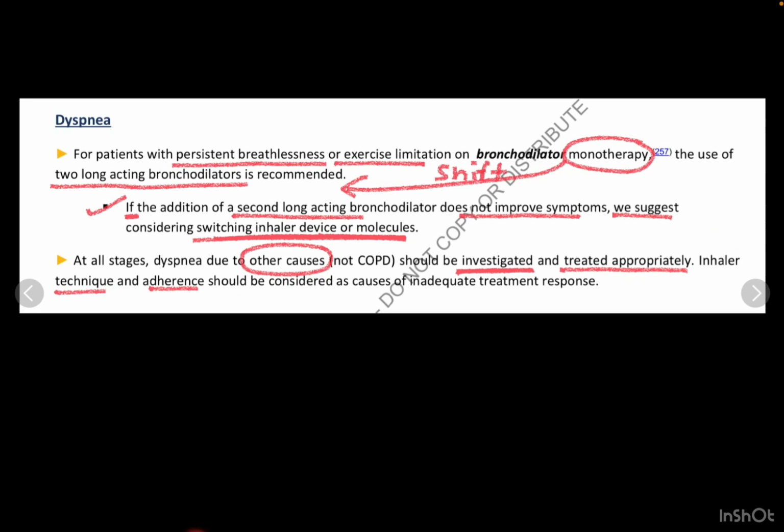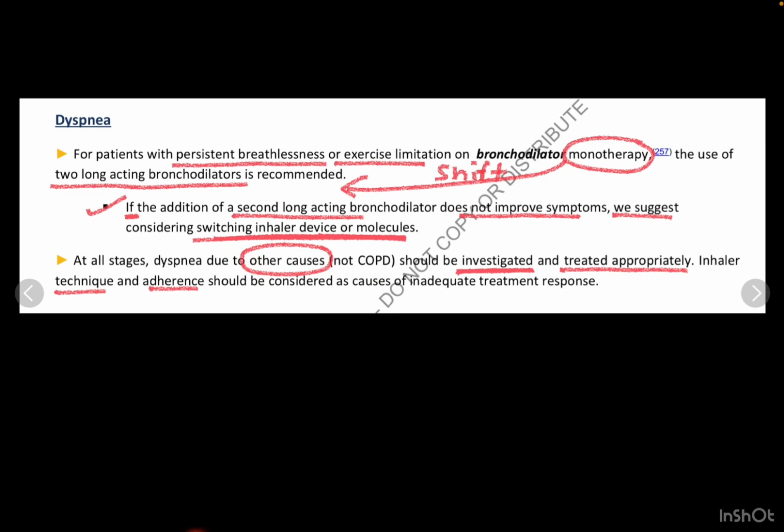Now they are talking about dyspnea. For patients with persistent breathlessness or exercise limitation on bronchodilator monotherapy, the use of two long-acting bronchodilators is recommended. Obviously, if addition of a second long-acting bronchodilator does not improve the symptoms, we suggest considering switching the inhaler device or molecule. They are telling that first we have to shift from monotherapy to combination. Only after that should we switch the inhaler device or molecules. Very, very important statement. Then they are telling that at all stages, dyspnea due to other causes should be investigated and treated appropriately.